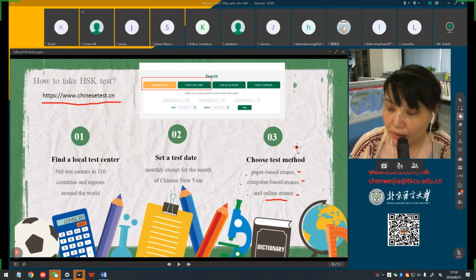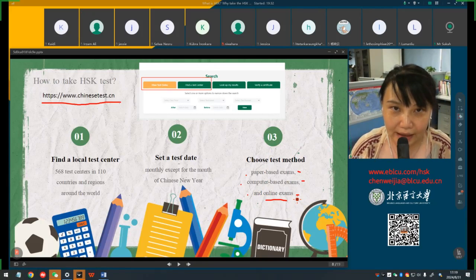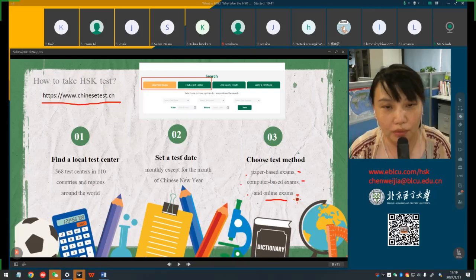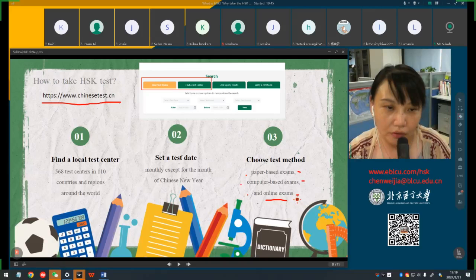So also for online exams, they have requirements about your test device. I remember they require 2 cameras. One is filming you. The other one is filming the test paper you're answering.